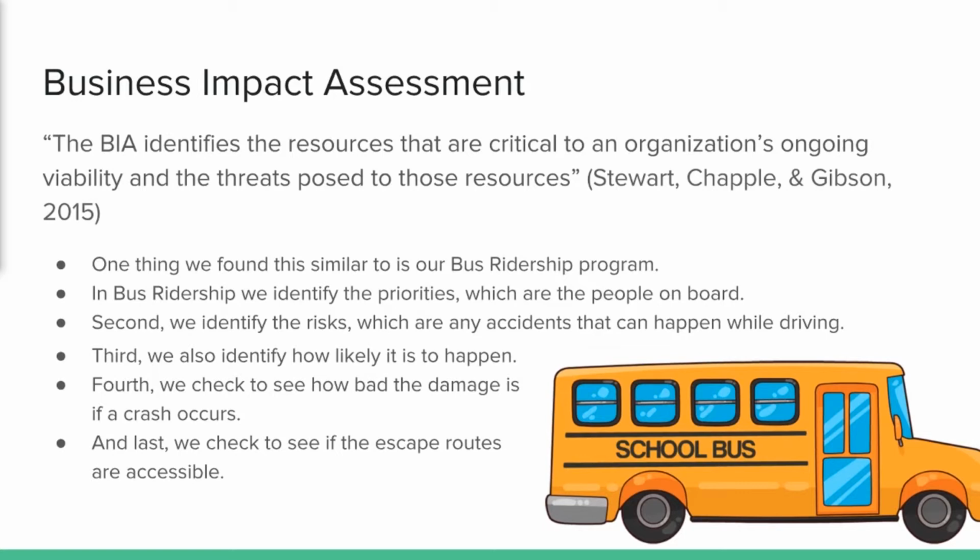So one thing that helped us understand business impact assessment is something like the bus ridership program. In bus ridership, we identify the priorities, which are the people on board. Second, we identify the risks, which are any accidents that can happen while driving. Third, we also identify how likely it is to happen. And fourth, we check to see how bad the damage is if a crash occurs. And last, we check to see if the escape routes are accessible.